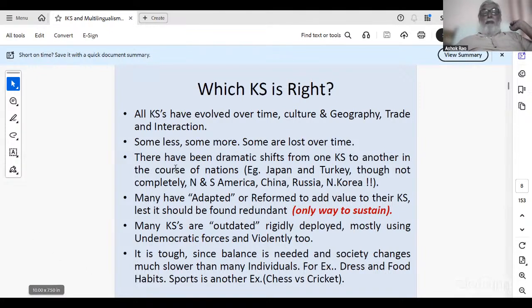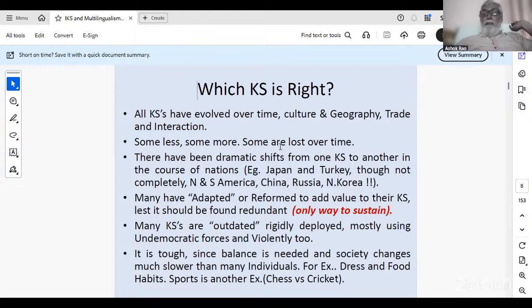We will see that all knowledge systems have evolved over time, culture, geography, trade, and interaction. Be very clear, very few knowledge systems have remained in isolation. I will also come to that. Of those which are predominantly to be found on earth now, some have evolved less, some have evolved more. Some knowledge systems are lost. We have no idea what they were. We only have an idea that they were there.